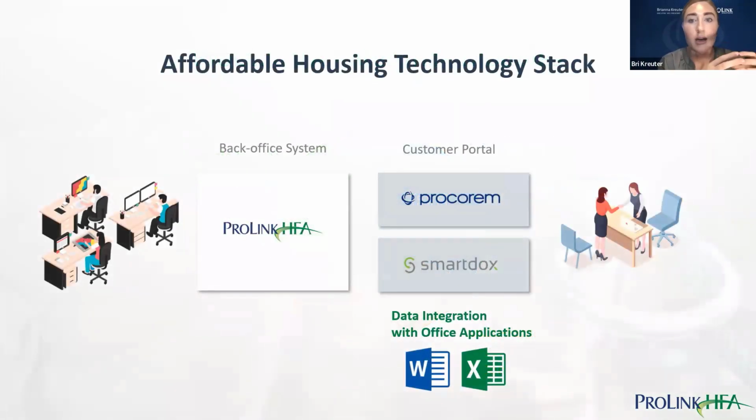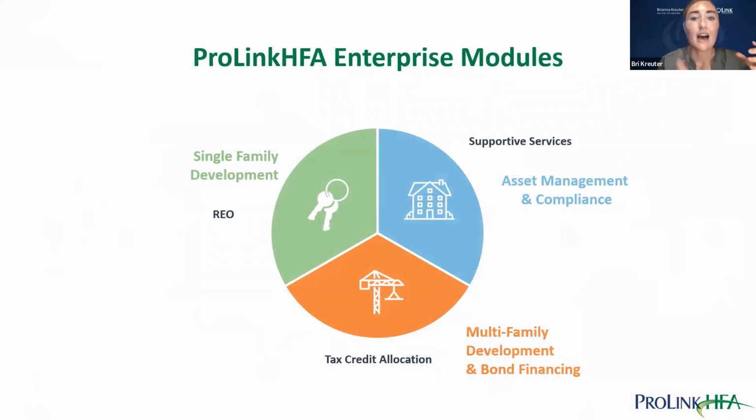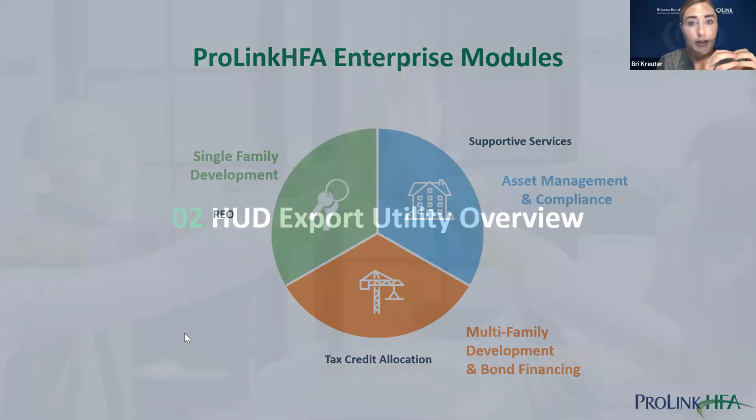This is just a quick picture again of the different modules that are included in ProLinkHFA. Your agency may or may not use all of these right now, but they are all available within our product. So we have our single family development and REO module. We have our multifamily development bond financing, including tax credit allocation down there in the orange. And then we have our asset management and compliance, which also includes a lot of supportive services functionality now.